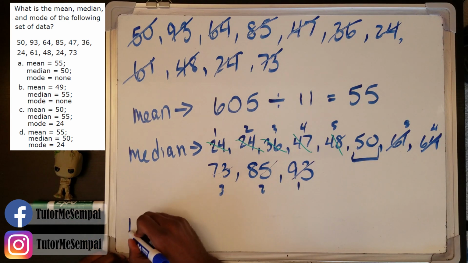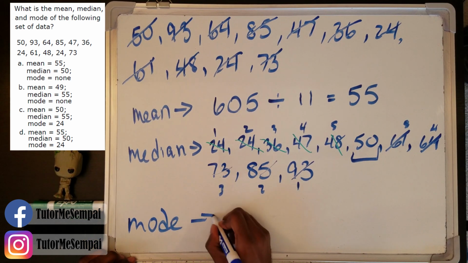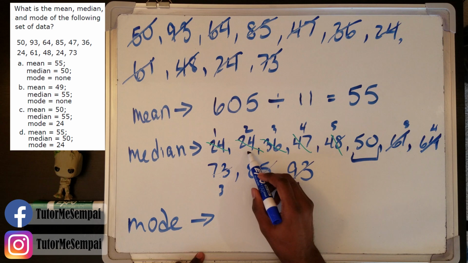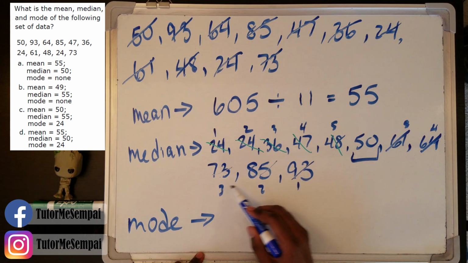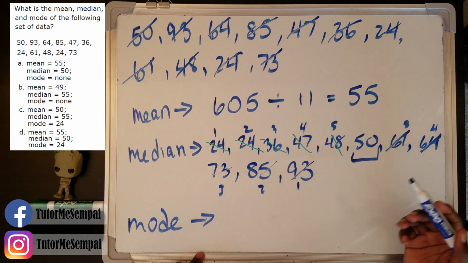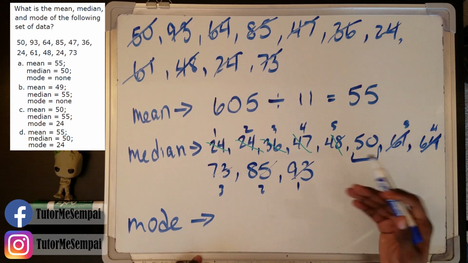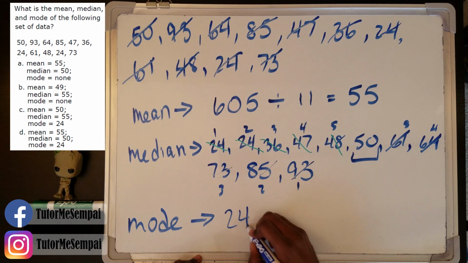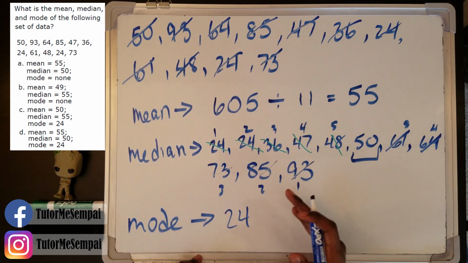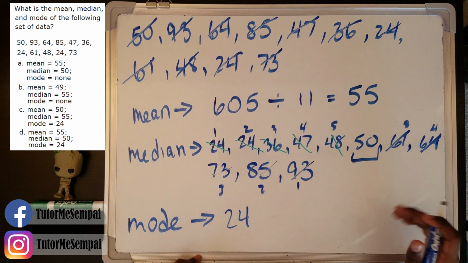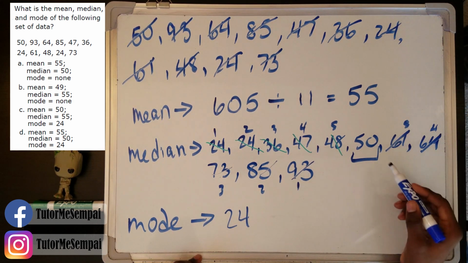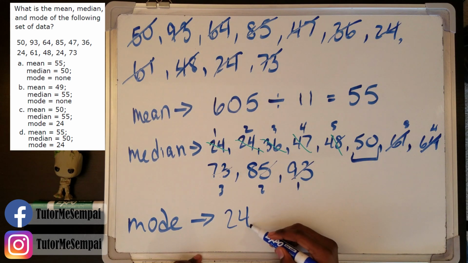How about the mode? Well, if you look up here, although we did cross things out, you can still read that we have two 24s here, but it seems like everything else only shows up once. So our mode is going to be what shows up most often, right? Most often depicted element. That is going to be 24. No other element shows up as much as 24, so 24 is the only mode that we have here. So our answer is 55 for the mean, we have 50 for the median, and 24 for the mode.